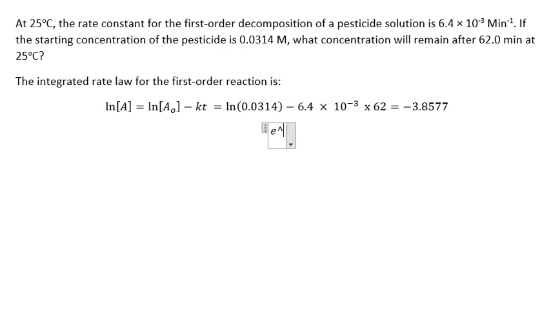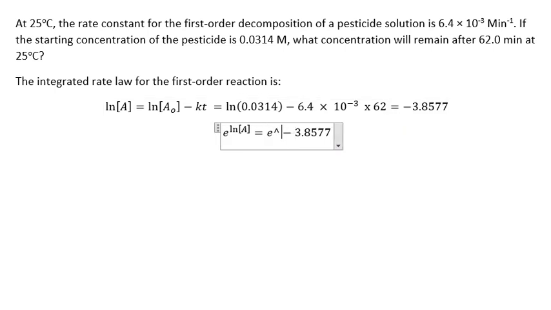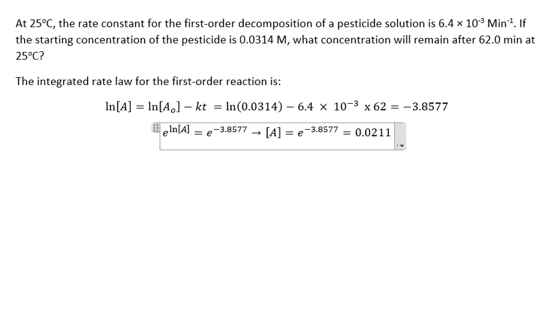So later we can use the natural log, so we can use e for both sides. So e to the power of ln A, we have capital A. So we calculate this one here, and that is 0.021112. And this is the final answer.